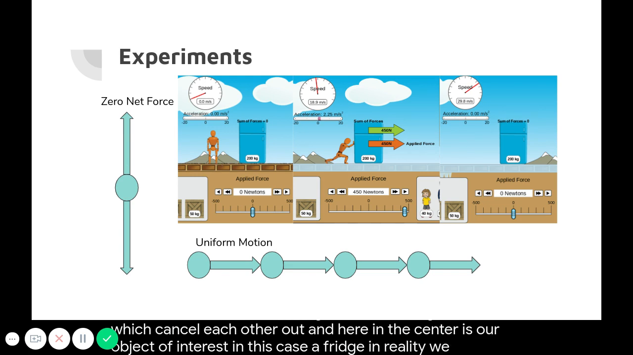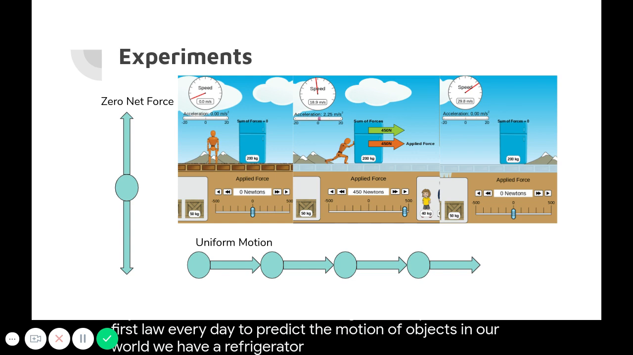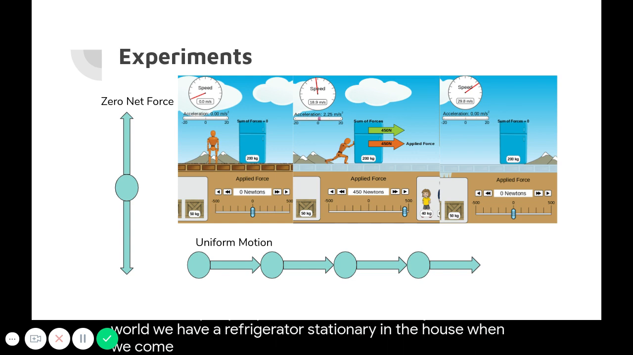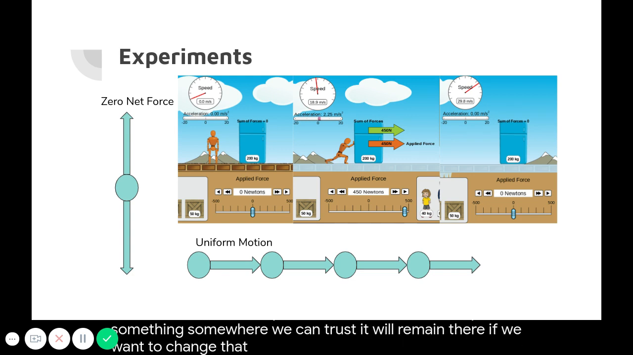In reality, we use this first law every day to predict the motion of objects in our world. We have a refrigerator stationary in the house. When we come home, we can predict it will still be there. If we put something somewhere, we can trust it will remain there. If we want to change that, we have to apply force. Which brings us to our second law.